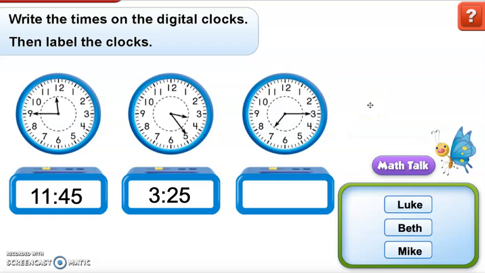And then the last one, our hour hand is pointing right on the 7, just a little bit off of it, but pretty much pointing right at the 7. And then the minute hand is pointing at the 3. So let's count by fives to the 3. 5, 10, 15. So this clock is showing 7:15.